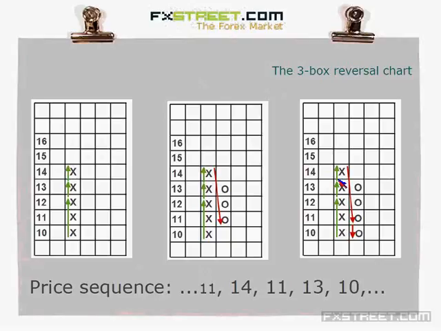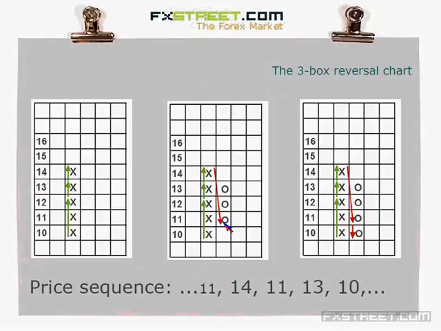Okay, so the next price registered is 14. In that case, we can move one box more in the same column, in the same direction. Now the next price after the 14 is 11. This time, 11 is 3 points away from the last plotted box, which was the 14. In that case, we can plot a new column of descending O's. So that is how the 3-box reversal chart works.